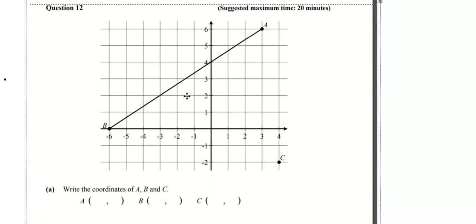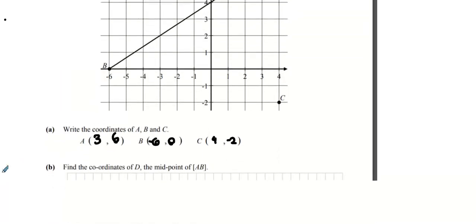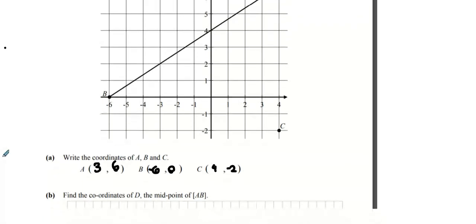Coordinate geometry. Put down the following points. A is 3, 6. B is minus 6, 0. And C is 4, minus 2. Find the coordinates of D, the midpoint of A to B.